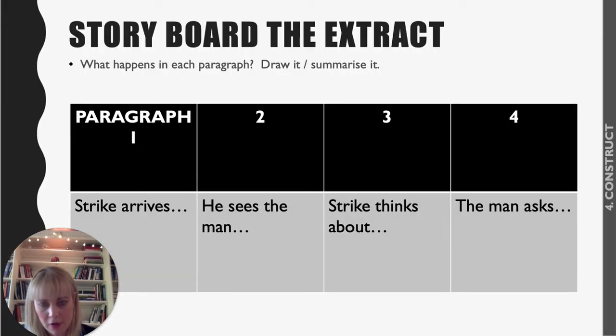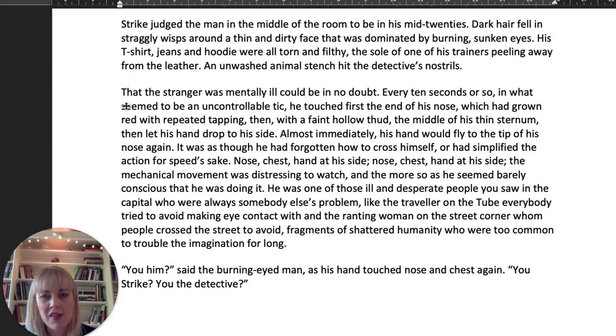Right, so paragraph 3 now, and we know that you are completing this, so Strike thinks about, and we're going to answer that now. Right, so the main focus of paragraph number 3 is the behaviour and the movements of the man in the middle of the room. So I would say that Strike thinks about the bizarre behaviour of the man in the middle of the room. Okay, that would be enough. You're explaining what the focus is.